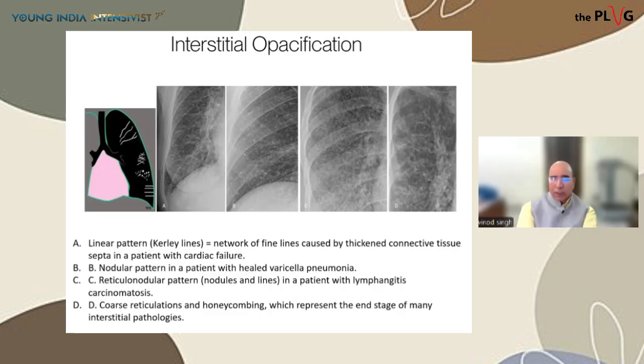And the last one, D, which is seen many times in the ICU and respiratory ward, is the honeycomb. It's the coarse reticular nodular shadow. So coarse reticular nodules, thickening of the bronchial wall, and distortion of the lung parenchyma all suggest honeycomb.